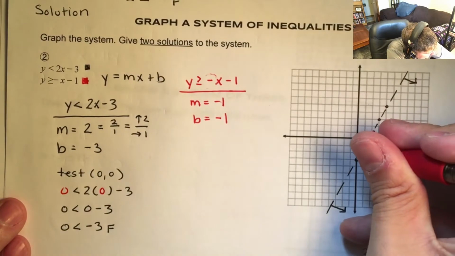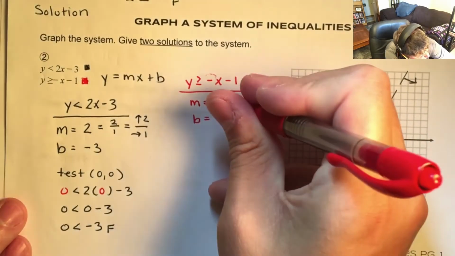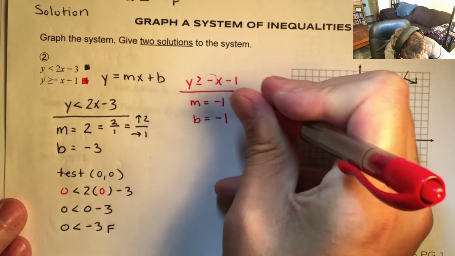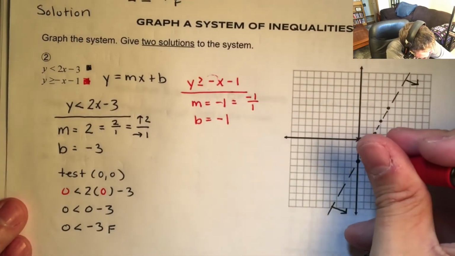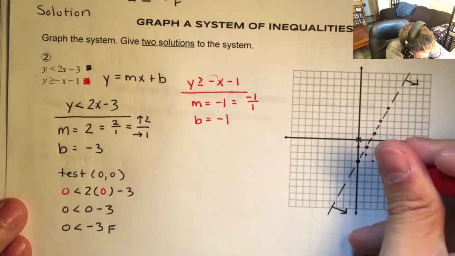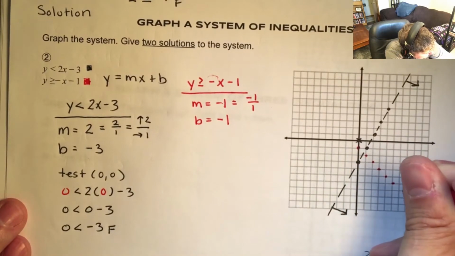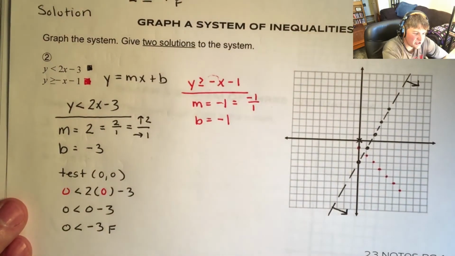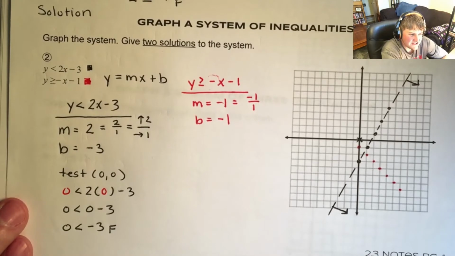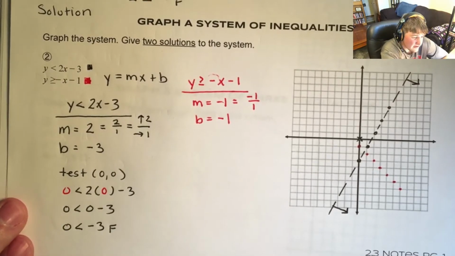Okay, I'm going to start at negative 1 here, and then I'm going to have a slope of negative 1, which is the same as negative 1 over positive 1, which is down 1, right 1. Over and over again. I just plot a few of them, not necessarily all of them, just enough to get myself started.